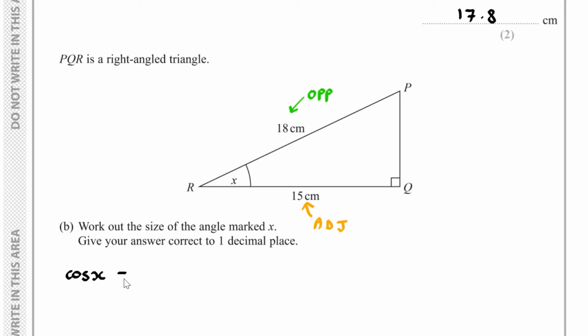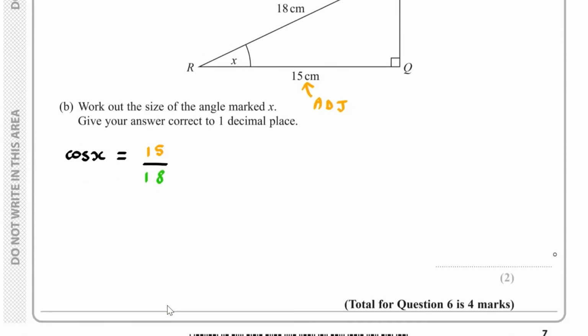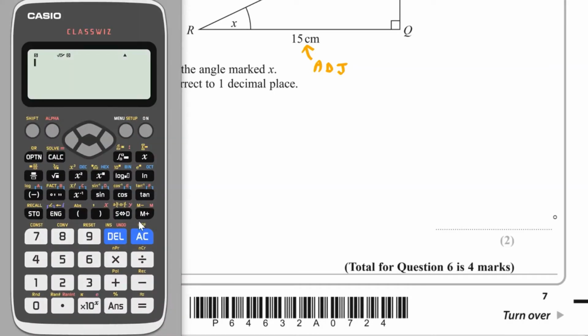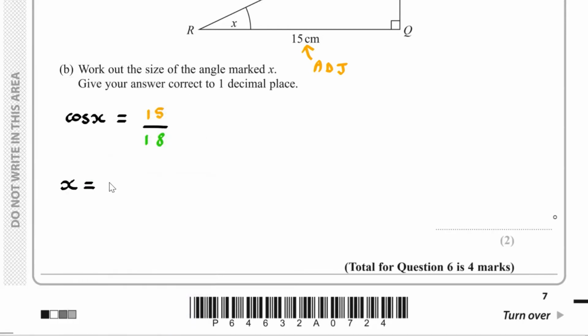So we have cosine X equals adjacent, which is 15, divided by the opposite, which is 18. What we need to do is find out what X is. So X is equal to the inverse cosine of 15 divided by 18, and it turns out we get 33.6 degrees given to one decimal place.